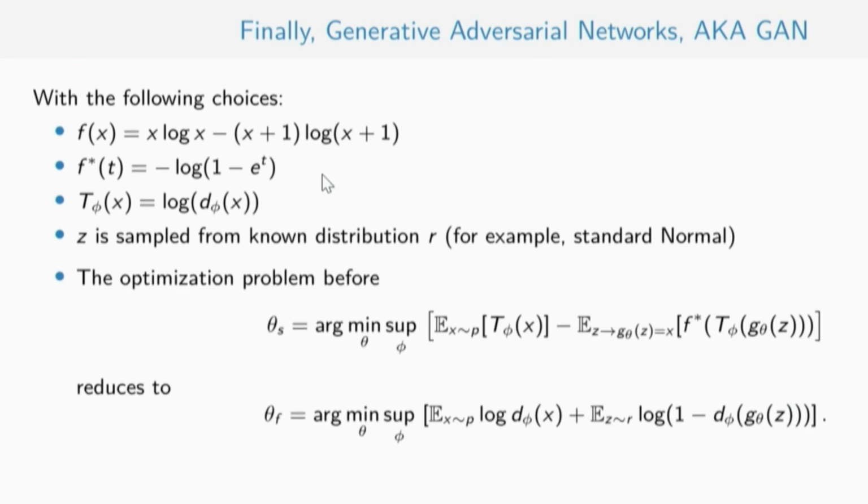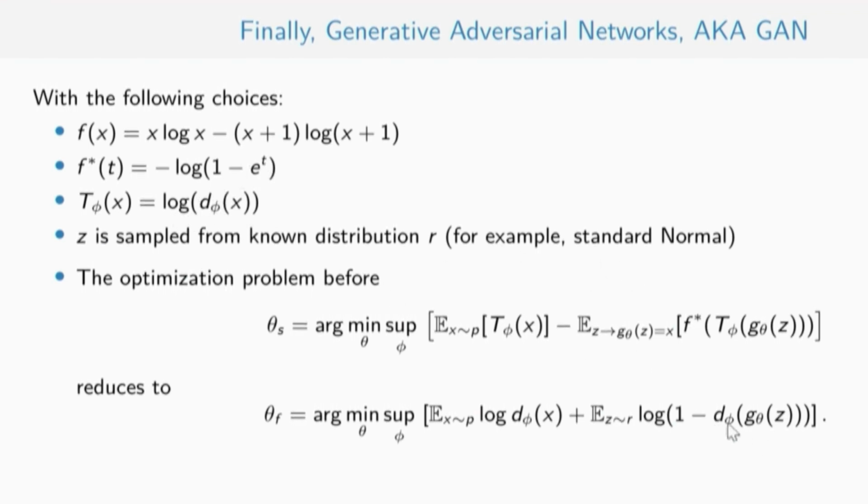Our original optimization problem, we left it here. We were wondering about f, and we were wondering what could be T phi as well. So we did two things. We chose f to be like this, and then what we really need is f star. We had this minus log (1 minus e^t). We put that in, and the 1 minus log gets cancelled because we have an exponential here: e to the t, and t contains a log. So log and e get cancelled.